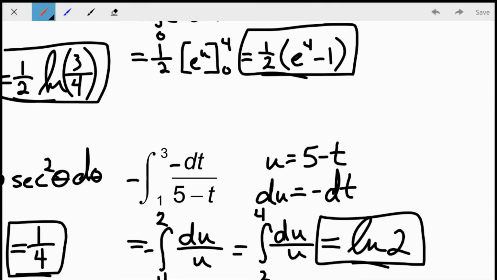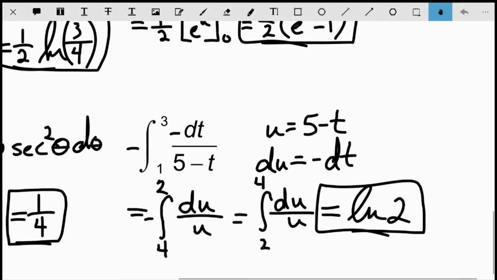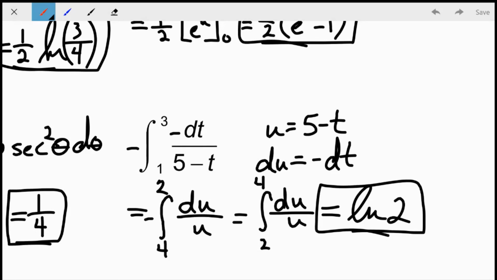But for me, I usually will go through and switch the limits of integration when they're not in the correct order like they are here. So I went ahead and switched them and made it the integral from 2 to 4. If you didn't do it that way, that's fine. You're still going to get the same answer. It's just that your algebra to get there will be slightly different.